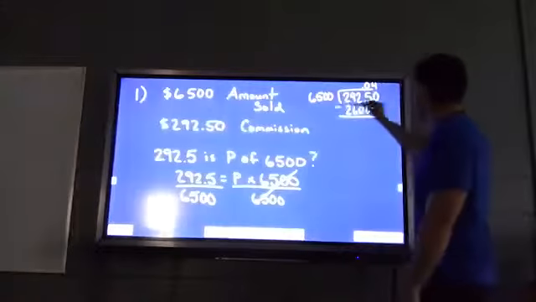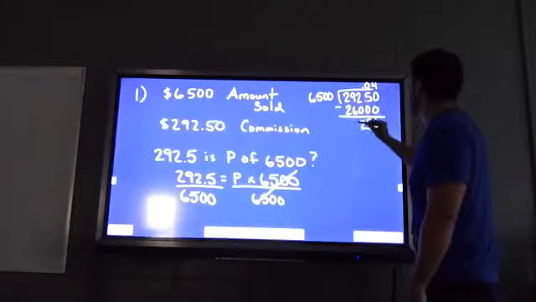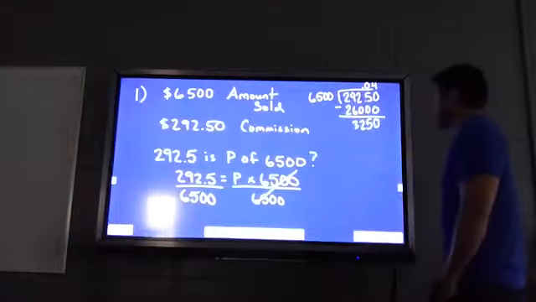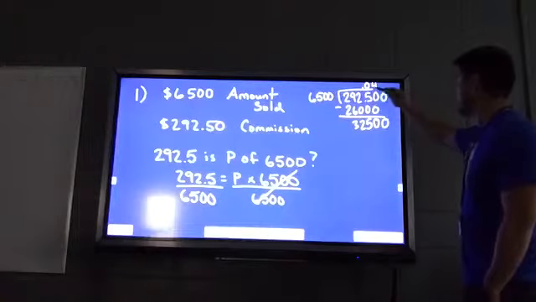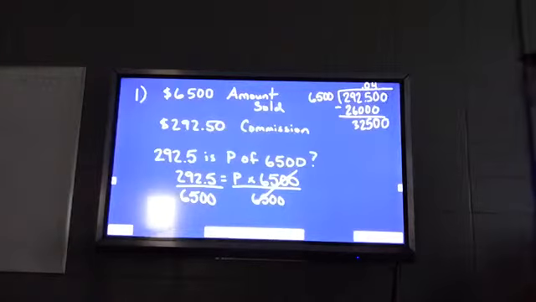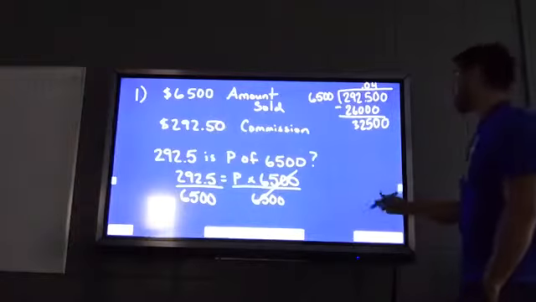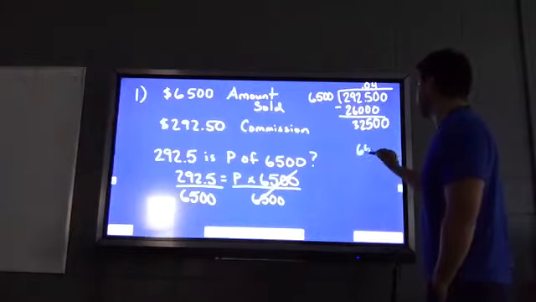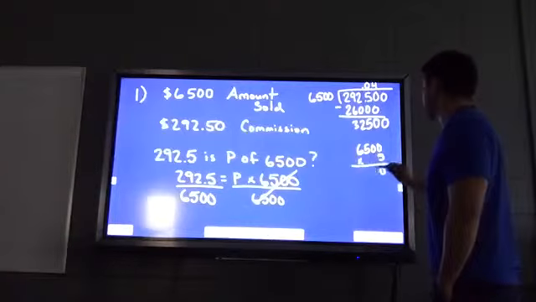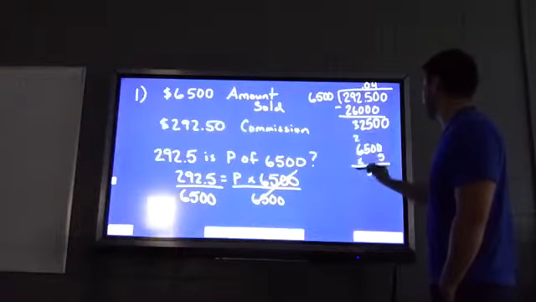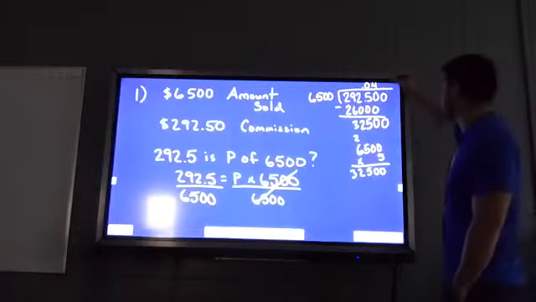Then I'm going to subtract, and I get 3,250. Then I'm going to bring down another 0. 6,500 goes into 32,500. I'm going to try 5 times. 6,500 times 5 is 32,500. Look at that, it goes exactly into that.